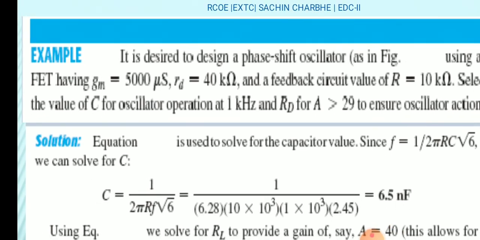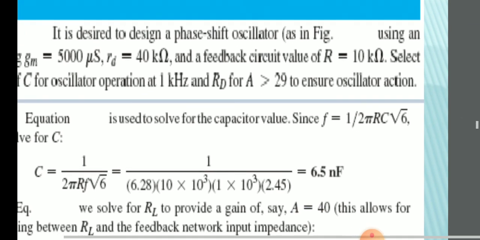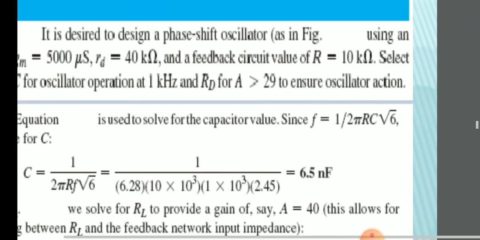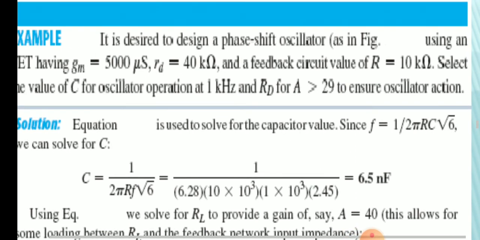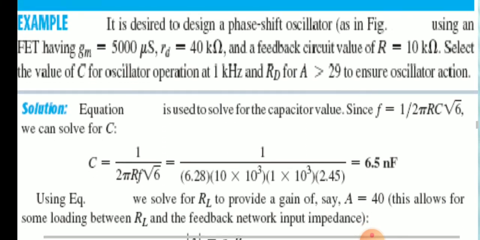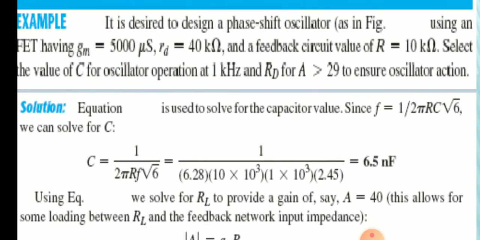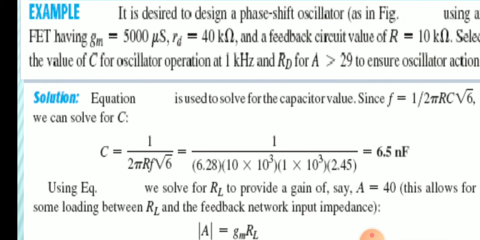Using an FET, the transconductance value is given, that is 5000 microsiemens, small rd equals 40 kilo ohms, and a feedback circuit value R equals 10 kilo ohms. Select the value of C for oscillator operation at 1 kilohertz, and capital RD for attenuation 29, to ensure the oscillator action. So this is the design of the phase shift oscillator. Some data is given, some internal parameters are given. Now we have to solve this numerical example.